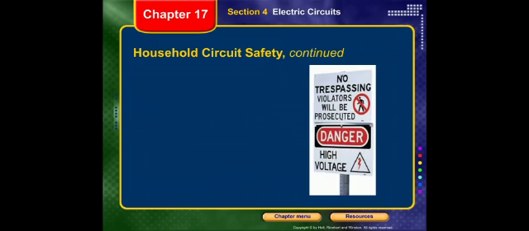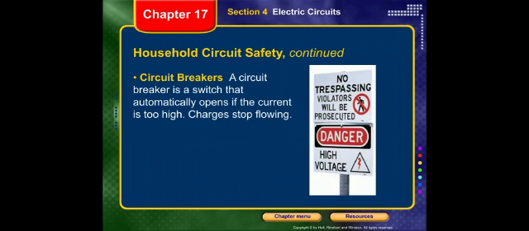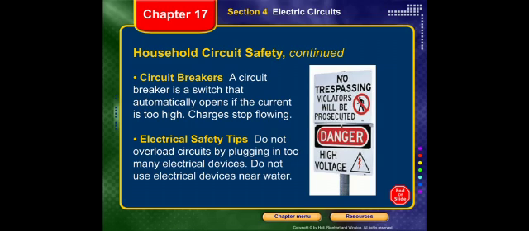The second thing we must take to keep our household safe is the circuit breakers. A circuit breaker is a switch that automatically opens if the current is too high. A strip of metal warms, bends a pin and opens the switch, which opens the circuit and stops charges from moving through the circuit, and so keeps our electrical circuit from burning our home. There are some points we must follow to keep our home safe.